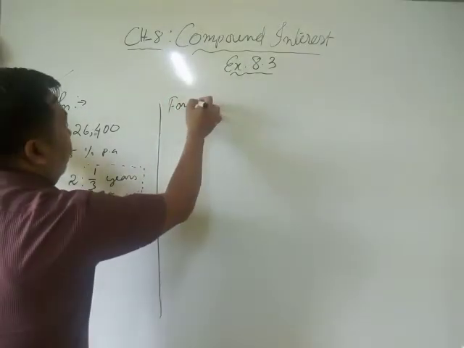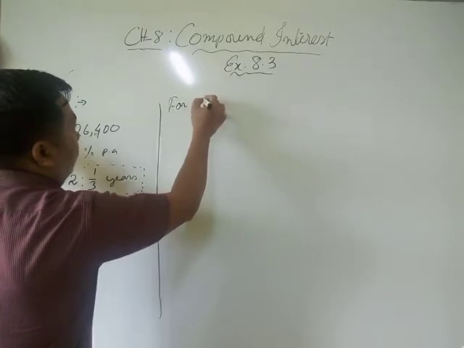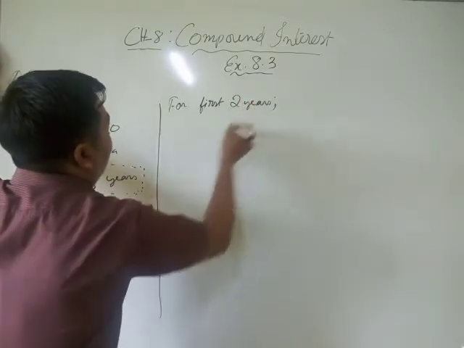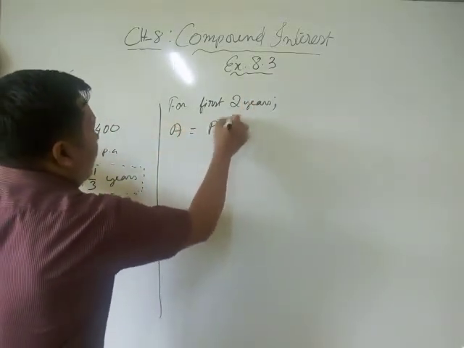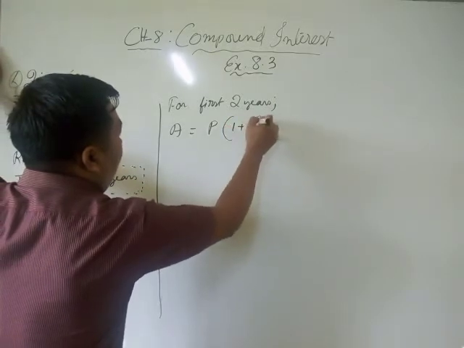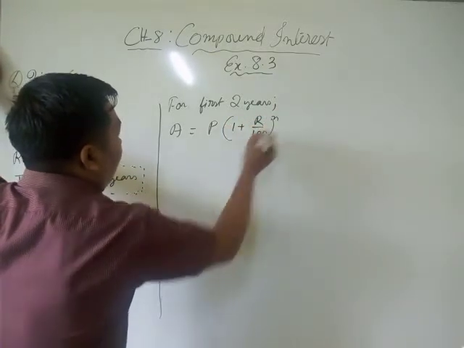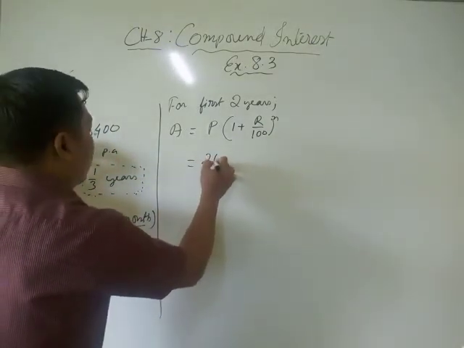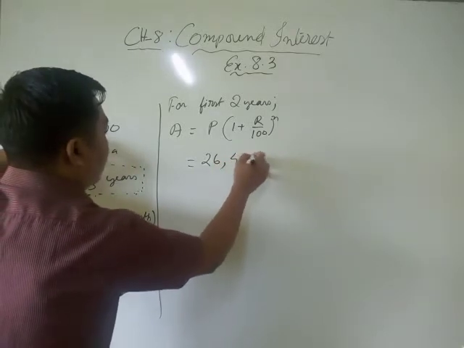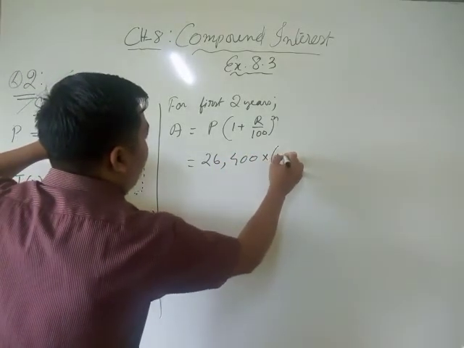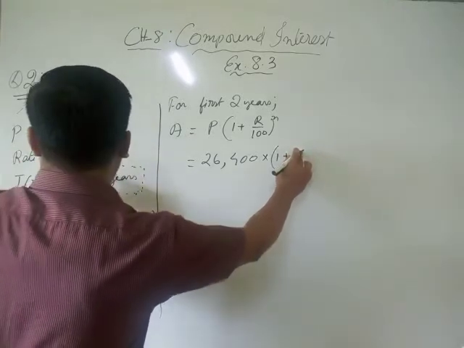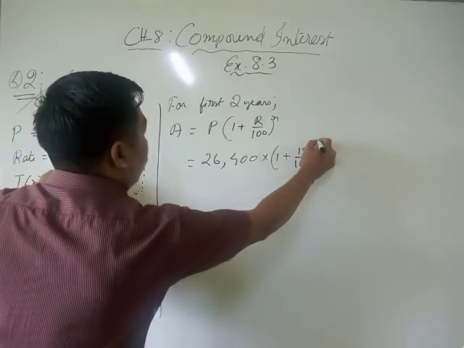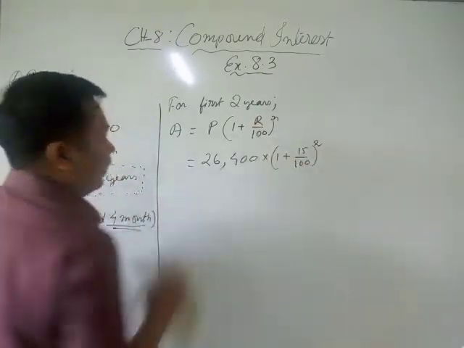So first of all, now see, let's say for the first 2 years. For the first 2 years, then amount will be how much? P into (1 plus R upon 100) to the power N. So here the principal is 26,400 into 1 plus R upon 100. R is written here, and n will be 2 because first 2 years we calculate.